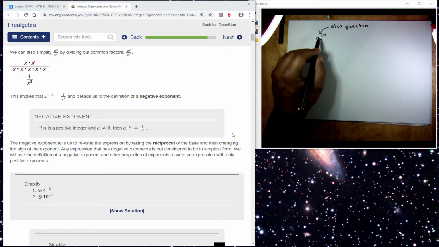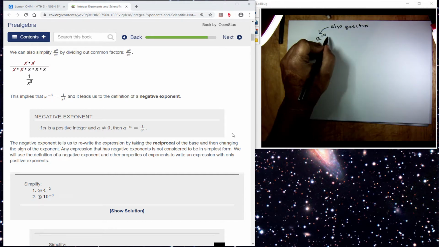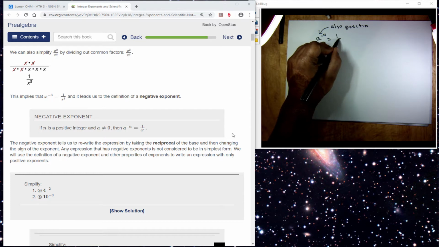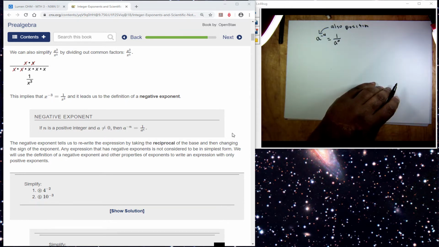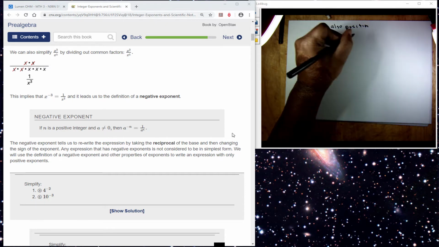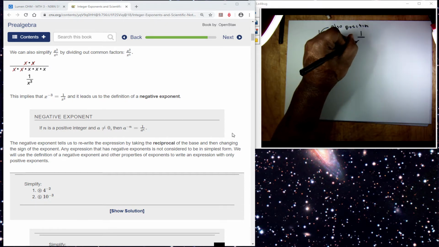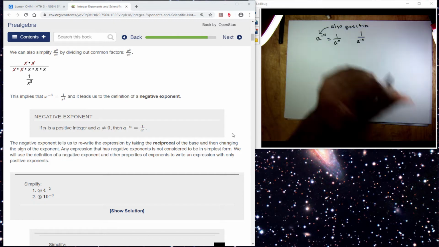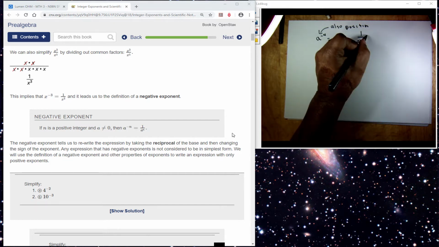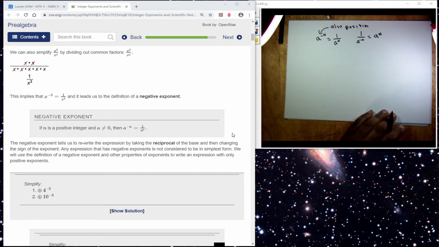So here we have a to the minus n. What that means is that it really belongs in the denominator. And if I had something like this, what it means is that it really belongs up top.